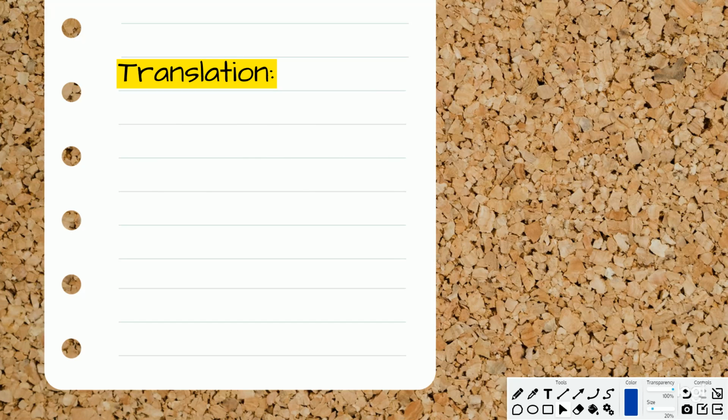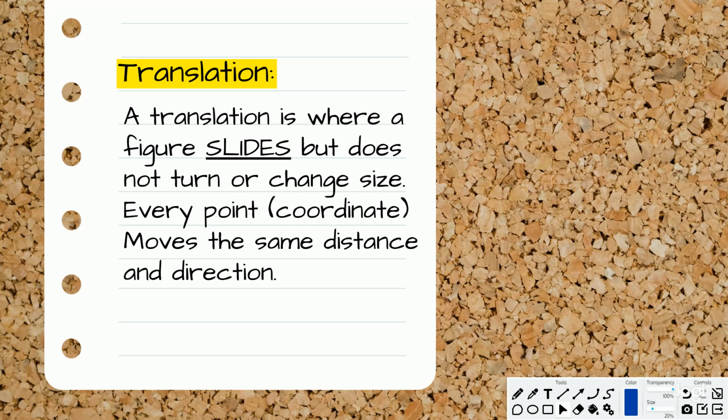All right, the main part of this lesson is going to be on translation. And a translation is where a figure slides but does not turn or change size. So every point or every coordinate on that shape moves the same distance and the same direction. So every point is moving the same way.